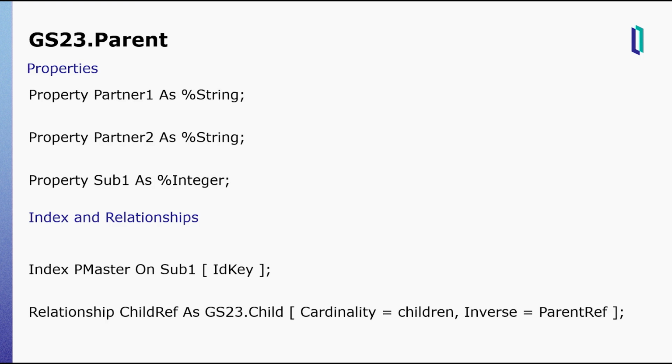So for the parent, I have 2 simple properties, right? I have partner 1, partner 2 from mom and dad. I have the ID key, which is just 1 property, subscript 1. And that's going to uniquely identify that 1 property. And then I have a relationship property, just like with default storage. I define a relationship property the exact same way. So I'm in the parent, and the cardinality is the value, what I'm pointing to. I'm pointing to a child table. And I'm going to have a property down there called parent ref.